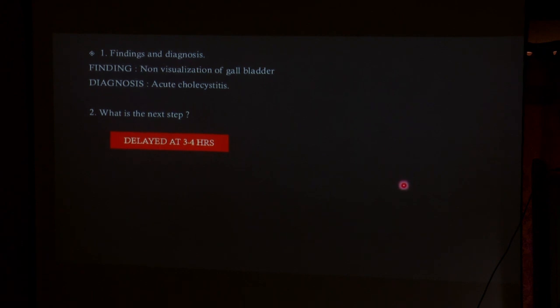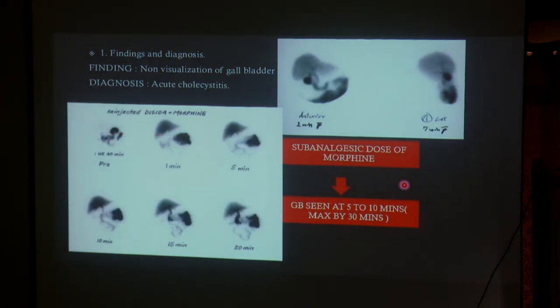We'll go for imaging at 3 to 4 hours. The alternative nowadays is to restrict it. So at the end of 1 hour, if we don't find any uptake in the GB, then we will wait for 3 to 4 hours to image. If you want to save time, the better option will be to give a subanalgesic dose of morphine, and then once again image the patient in about 5 to 10 minutes. This is going to contract the sphincter, and the gallbladder might be demonstrated.